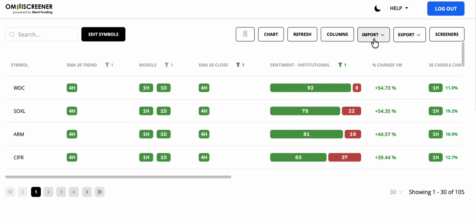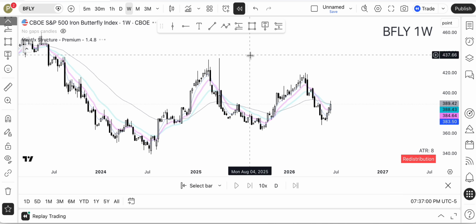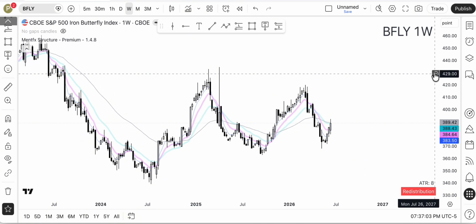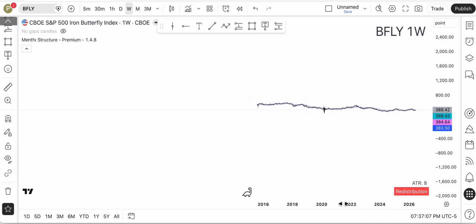I'm looking at the screener. I'm gonna refresh it and just pick BFLY. Sure, I'll pick that. So how I backtest is I go on the ticker and then I shrink everything as small as I can.